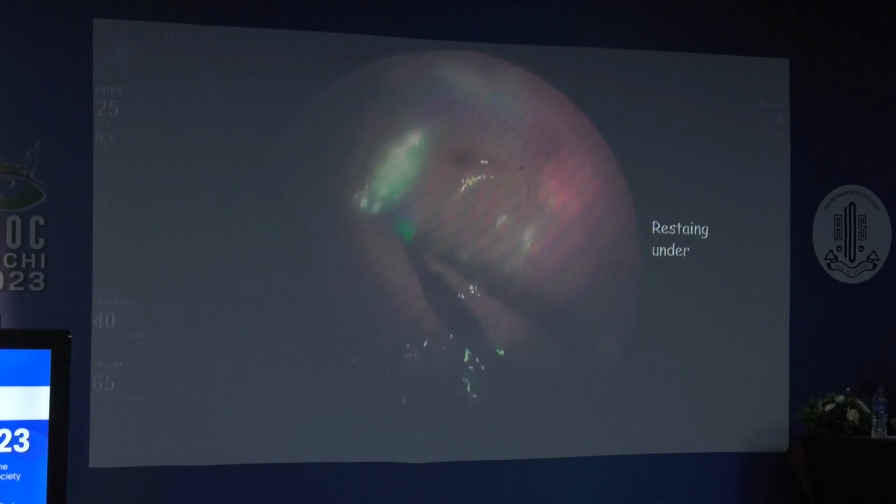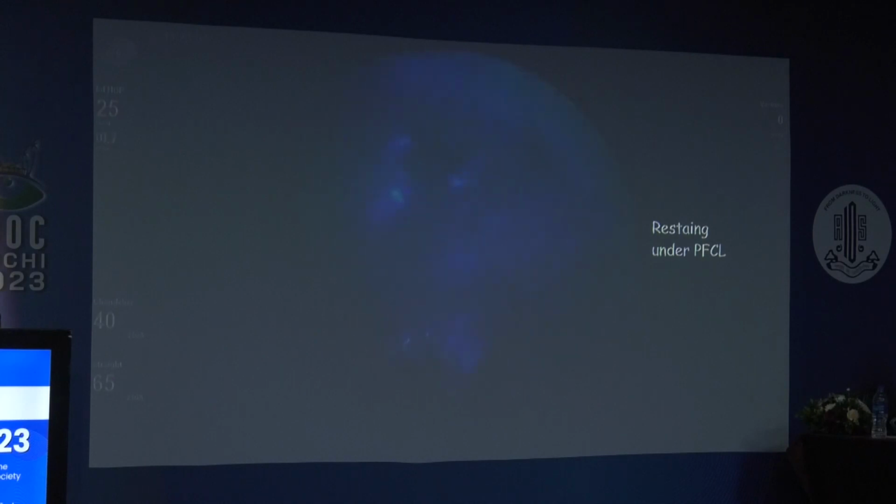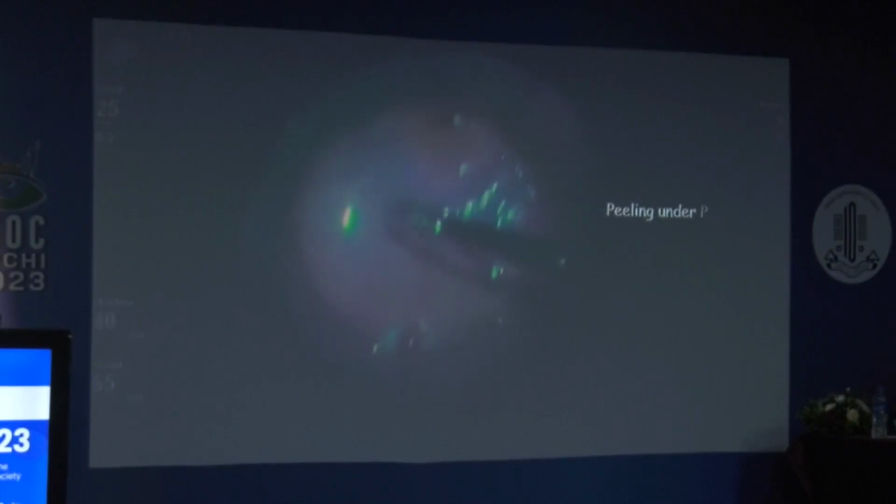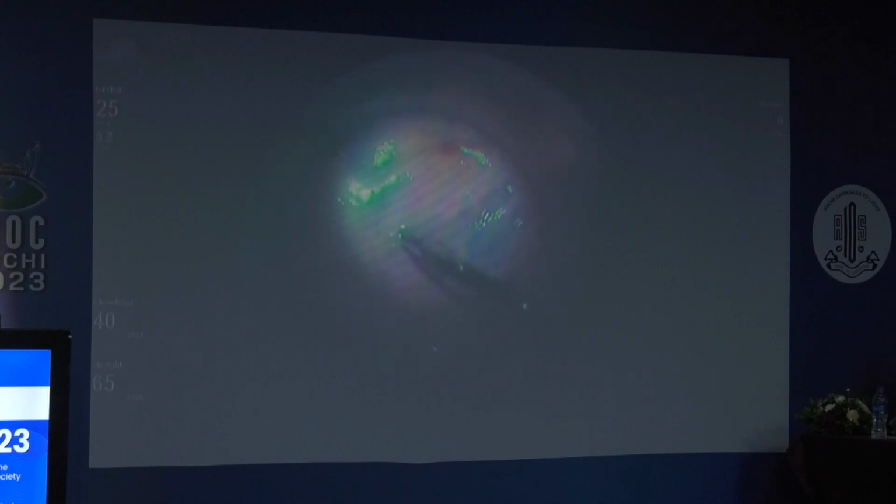Again, I decided to go and restain the ILM under PFCL. So the ILM was painted with the dye, and after removing the excess dye, I got a beautifully stained canvas to work on. So with better contrast, I could get the flap and peel with ease. So the ILM was basically peeled all around the macular hole up to the edge of the hole. And I wanted to do an inverted flap, so kept a flap of the ILM on the hole to close it.